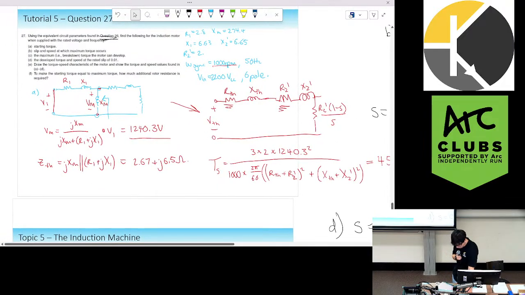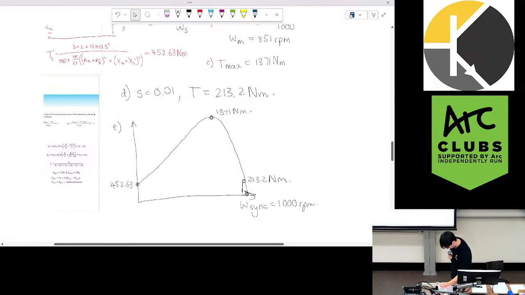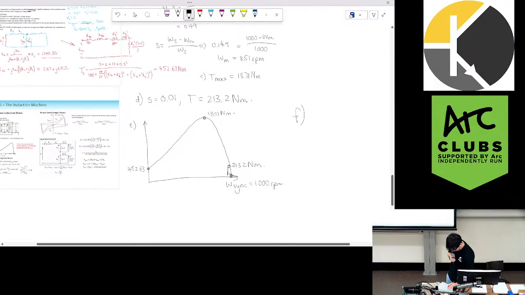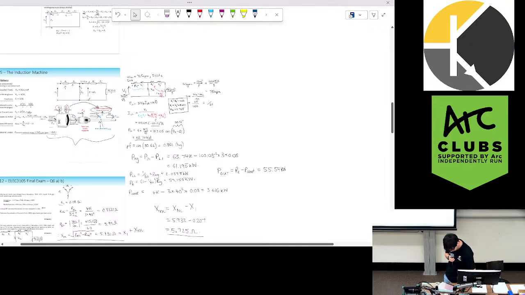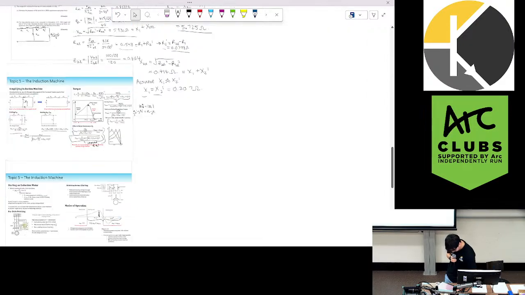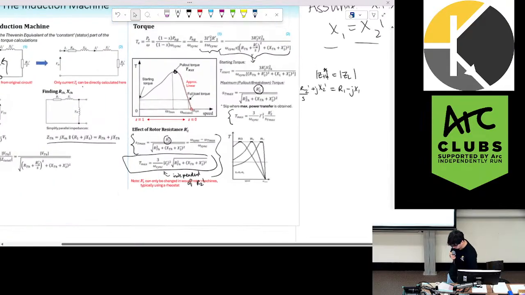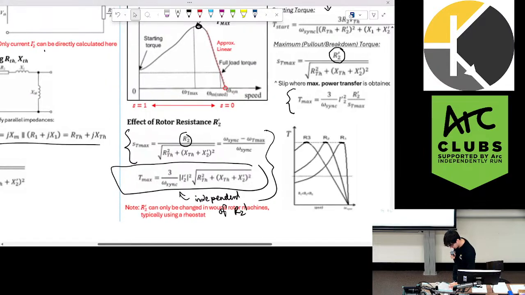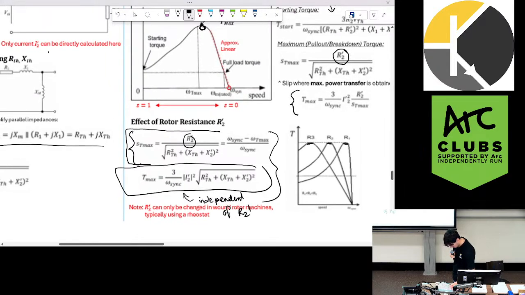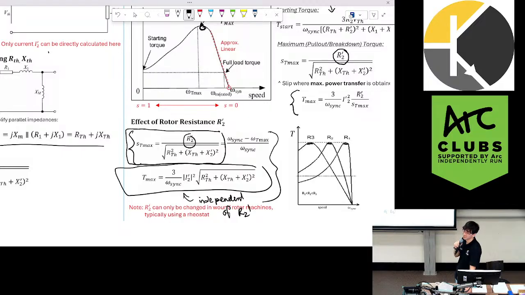F. To make the starting torque equal to the maximum torque, how much additional rotor resistance is required? Alright, this one's a fun one. So if we look at our equation for maximum torque slip, we have this equation here. If we want the maximum torque to occur at 0 speed, what slip do we want? What slip do we have at 0 speed? 1, yep. So we're trying to make this equation equal to 1.